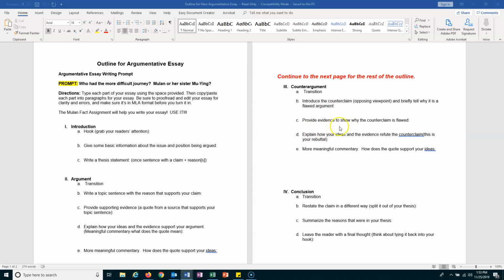Then you provide evidence to show how the counterclaim is flawed. So then you can say, however, Mulan was gone for, was it 8 or 10 years, and she was fighting in a war. So that might be your counter argument, right? So that's kind of like your counter argument. And then you have your rebuttal. So that's kind of like your rebuttal is saying, yes, but Mulan did this and that and this and that. And then you have more meaningful commentary for your rebuttal.